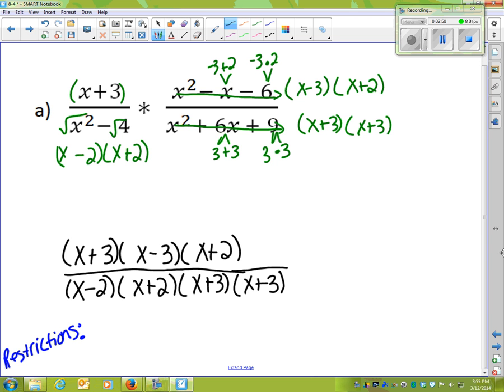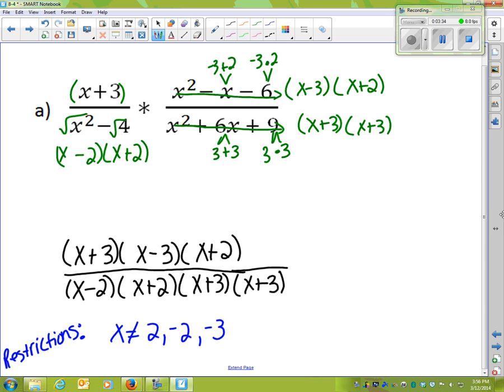Step number 2 was to state my restrictions. That's what cannot be in the denominator, what x cannot equal. If I set the first term equal to 0, I see that x can't be 2. The second term shows me that x can't be a negative 2. The third term, x cannot be a negative 3. And the last one, it's also negative 3. I only have to write it once. So my restrictions are 2, negative 2, negative 3. We took each group of parentheses, set them equal to 0, and solved.